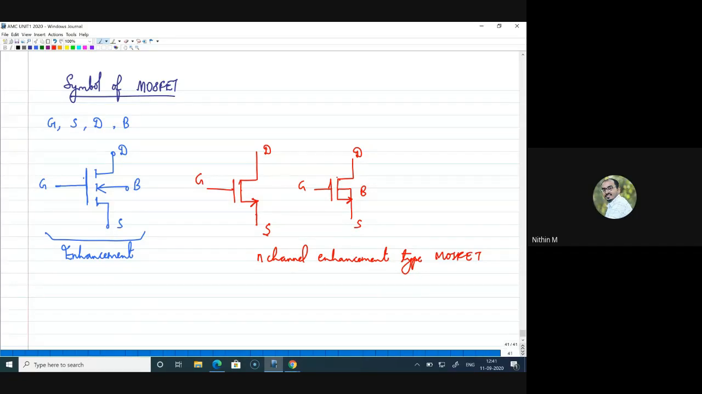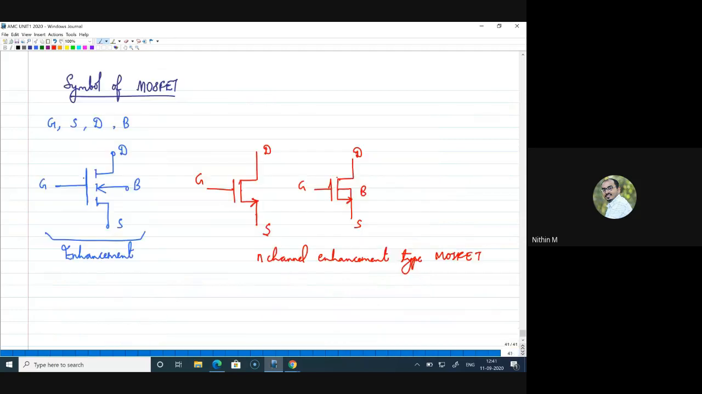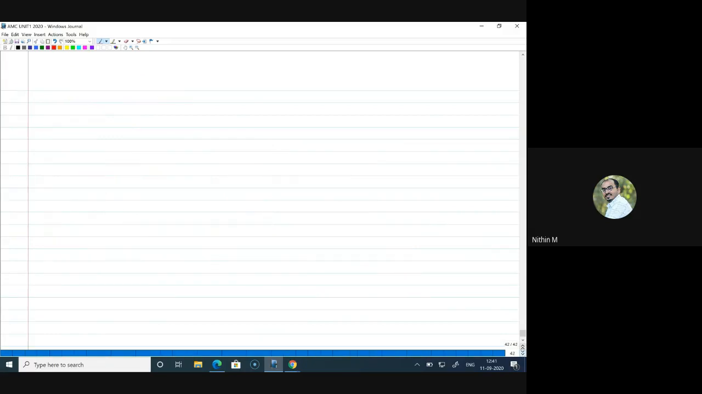So let us move on. We have defined the basic structure of MOSFET. We have looked at the different terminals, and we have looked at the symbol. Now let us move into the operation of this MOSFET device. Metal oxide semiconductor is a structure. We have looked at that in detail. Now we will see the operation of this.